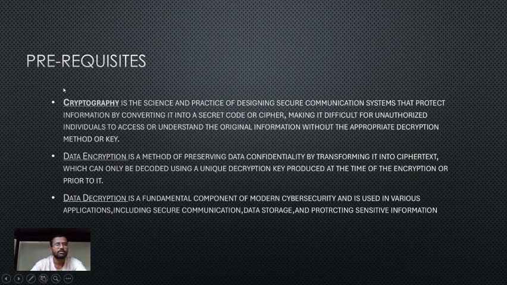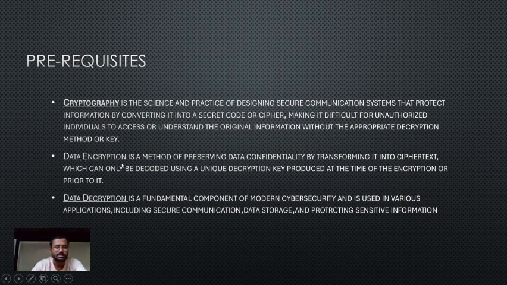Let us discuss the prerequisites that are used to encrypt and decrypt the data. Mainly, we use cryptography, data encryption, and data decryption. Cryptography is the science and practice of designing secure communication systems that protect information by converting it into a secret code or cipher, making it difficult for unauthorized individuals to access or understand the original information without the appropriate decryption method or key.